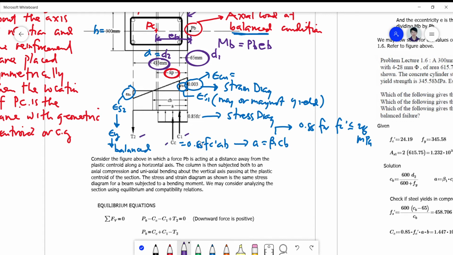Okay, so assuming a downward force as positive, PB, by the way, is here. No, I forgot to show you that PB is the force. If we project this downward, you have a downward force of PB there. So these are positive PB, negative CC, negative C1, and positive T2. So this is your summation of vertical forces equals 0, in which we can solve for PB equivalent to CC plus C1 minus T2.